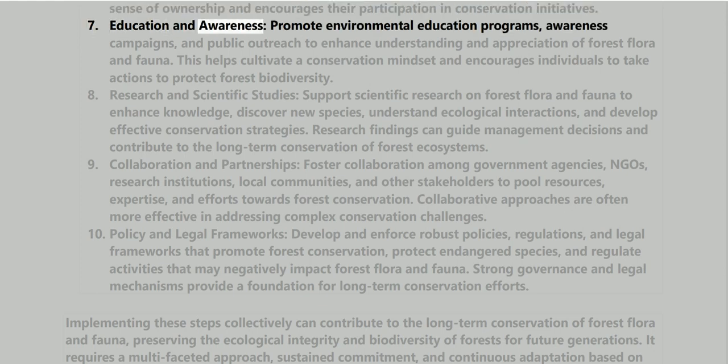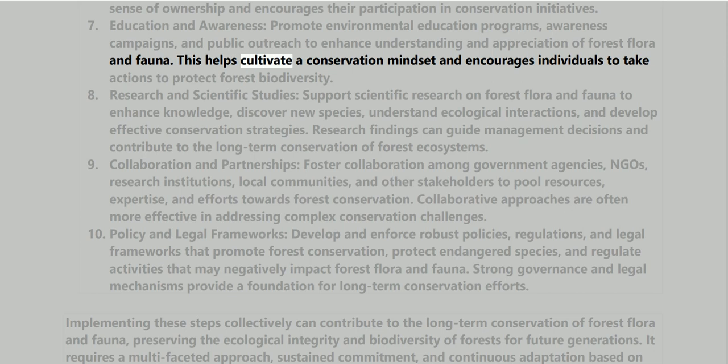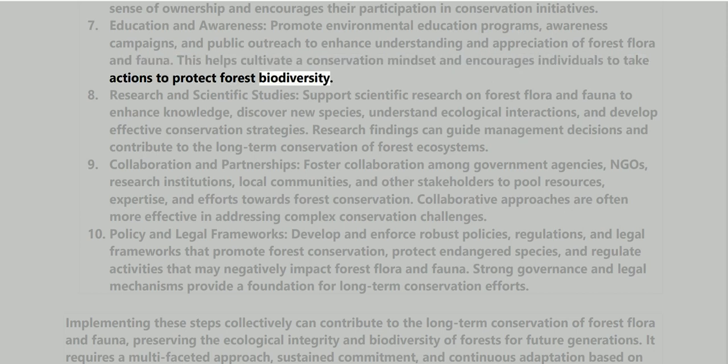7. Education and awareness. Promote environmental education programs, awareness campaigns, and public outreach to enhance understanding and appreciation of forest flora and fauna. This helps cultivate a conservation mindset and encourages individuals to take actions to protect forest biodiversity.